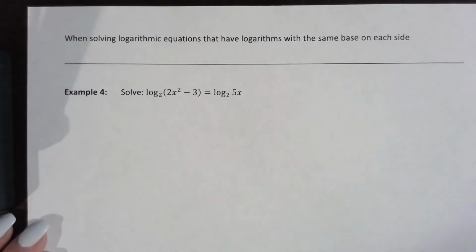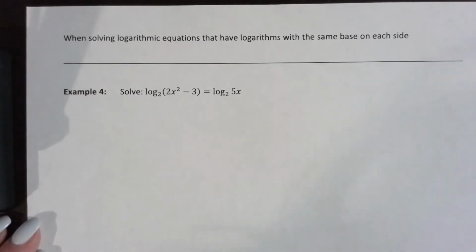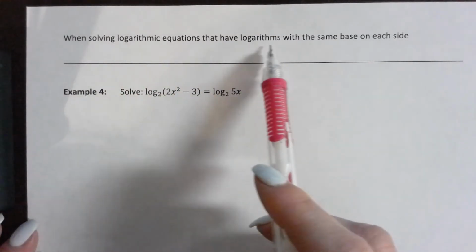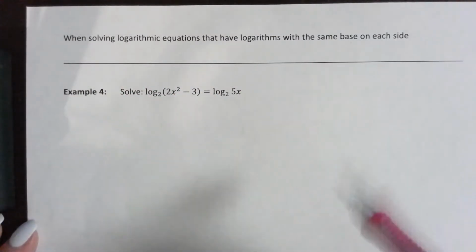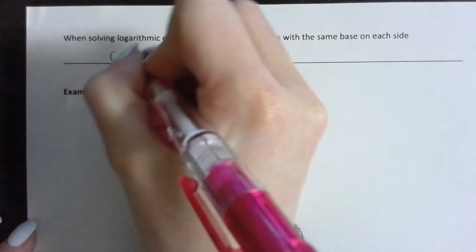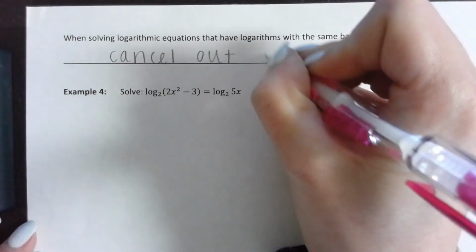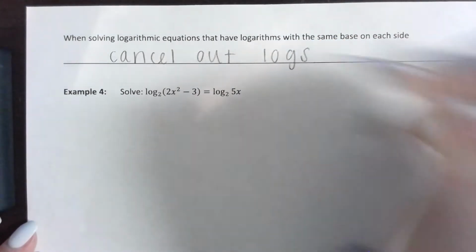In our next and final example, we will see problems that look a little bit different. This time we will have logs on both sides of our equations. Whenever you're solving a log equation that has logs with the same base on each side, you can simply cancel out or cross off the logs.